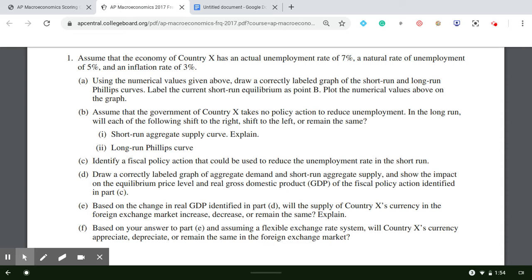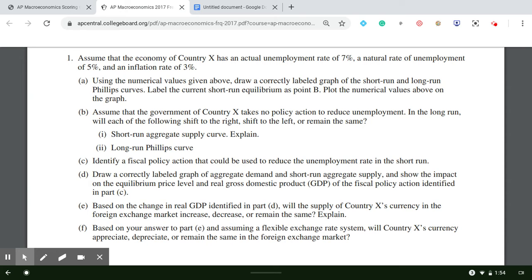It says assume country X has an actual unemployment rate of 7%, a natural unemployment rate of 5%, and an inflation rate of 3%. Use the numerical values given above. Draw a correctly labeled graph of the short run and long run Phillips curves. Label the current short run equilibrium as point B. Plot the numerical values above on the graph.